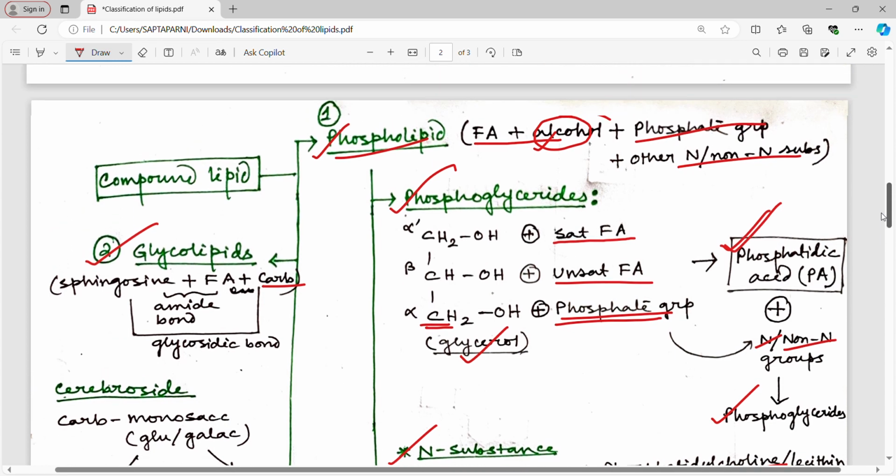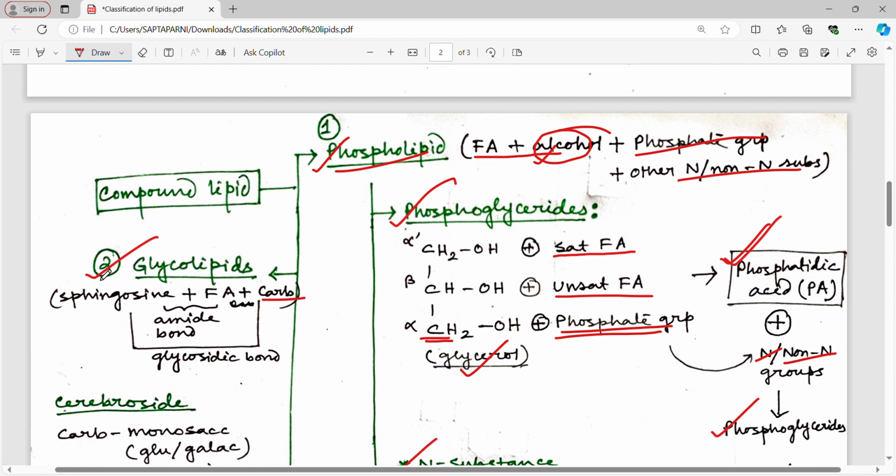Now the second type of compound lipid, which is a very important one, is glycolipid. Here the ceramide, what is ceramide? When the alcohol sphingosine forms an amide bond with the long chain fatty acid, that is known as ceramide. When ceramide forms a bond with some kind of carbohydrate, that can be a monosaccharide or oligosaccharide, that type of lipid is known as glycolipid. Here the carbohydrate forms a bond with the CH2OH of the sphingosine, and the bond is a glycosidic bond.